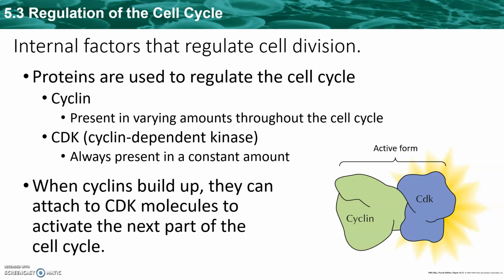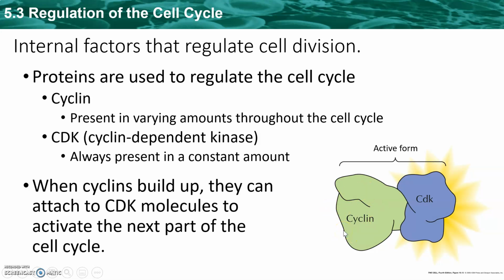And then it works with another protein called CDK, which is a cyclin-dependent kinase. CDK is always present in a constant amount, and essentially it's activated by the presence of cyclin, and you can see that in the picture over here. The CDK in blue is always there. Cyclin is being produced, and as it builds up, more and more of it is available to bind to the CDK that's already there. When they are bound together, that makes the active form of the protein. And when that protein is active, it is allowing the cell to proceed from one stage of the cell cycle to the next stage.